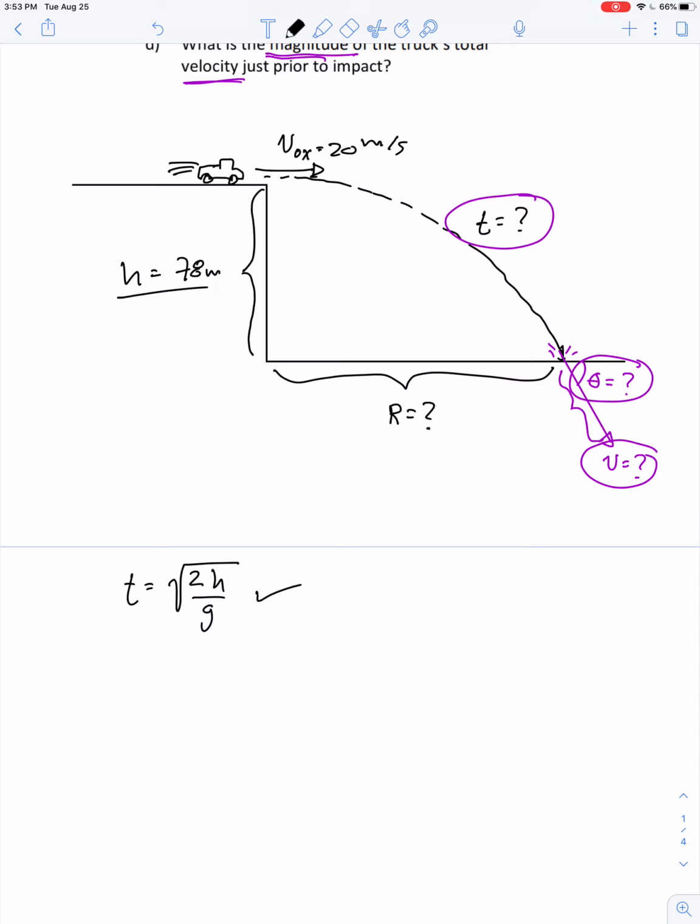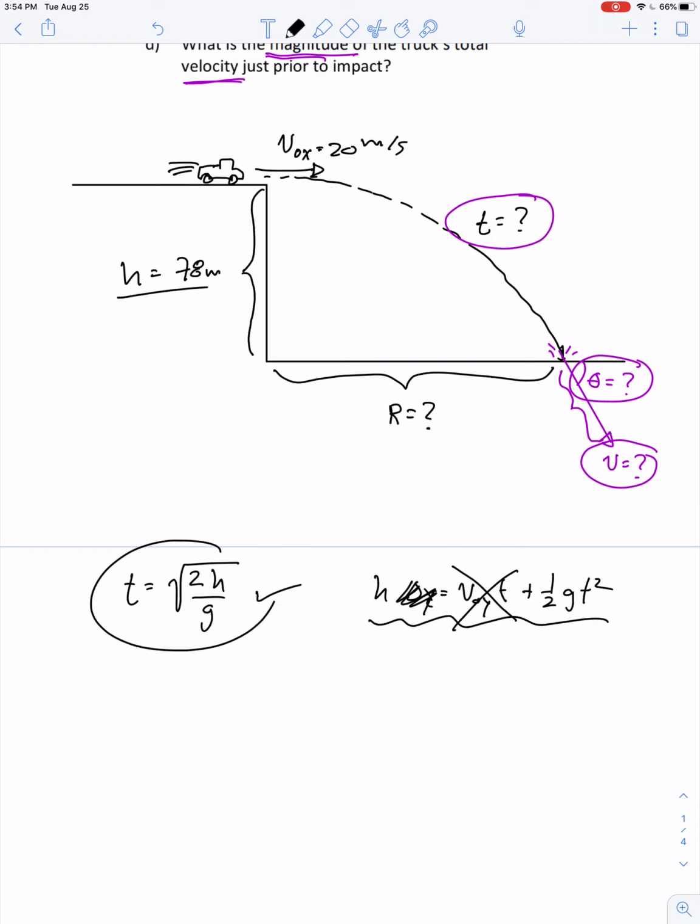Now, where did this come from? It comes from delta y equals v0y t plus 1/2 g t squared. There is an initial velocity of 20 meters per second, but not in the vertical direction. And instead of calling it delta y, we call it h. So it's just a matter of simple algebra to rearrange that equation.